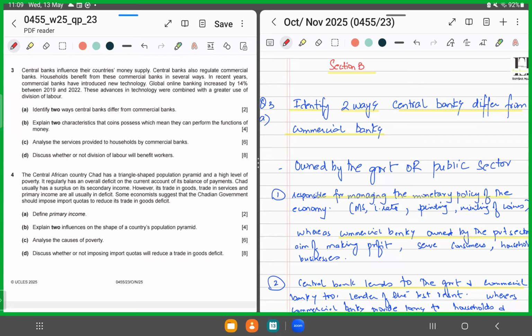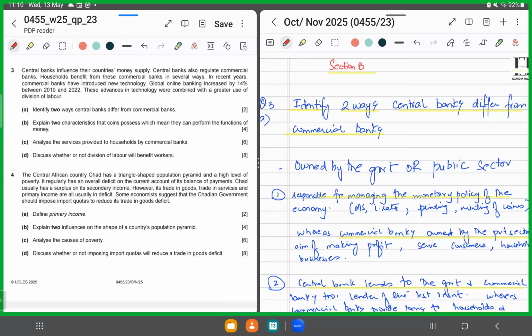Alright, the question says central banks influence their country's money supply. They also regulate commercial banks. Households benefit from these commercial banks in several ways. Commercial banks have recently introduced new technology. Global online banking has increased by 14% between 2019 and 2022, and the advances in technology were combined with the greater use of division of labor.